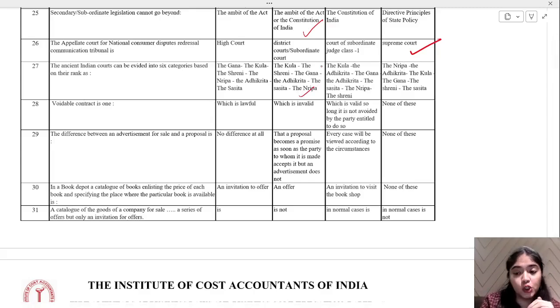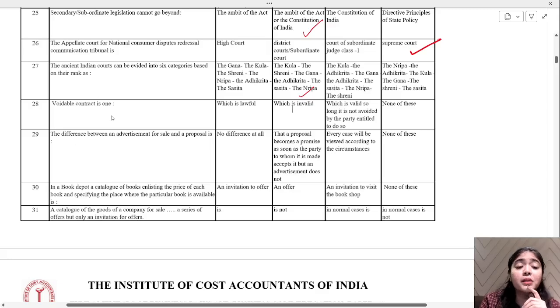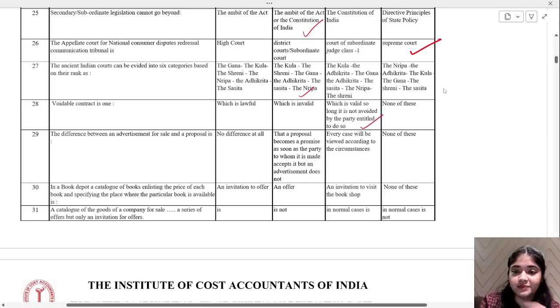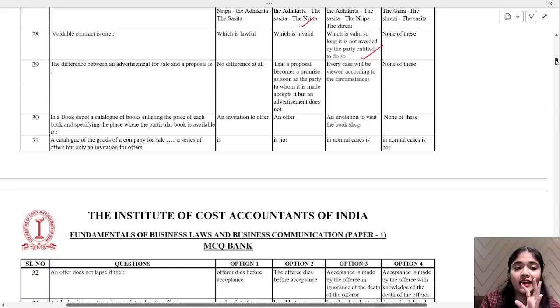Okay. Option number 2. A voidable contract is one which is lawful, which is invalid, or which is valid so long as it is avoided by the party entitled to do so, or none of these. Yes, so your correct option is it is valid so long as the party who is entitled to do so does not avoid it. Okay, so till that time it is valid.